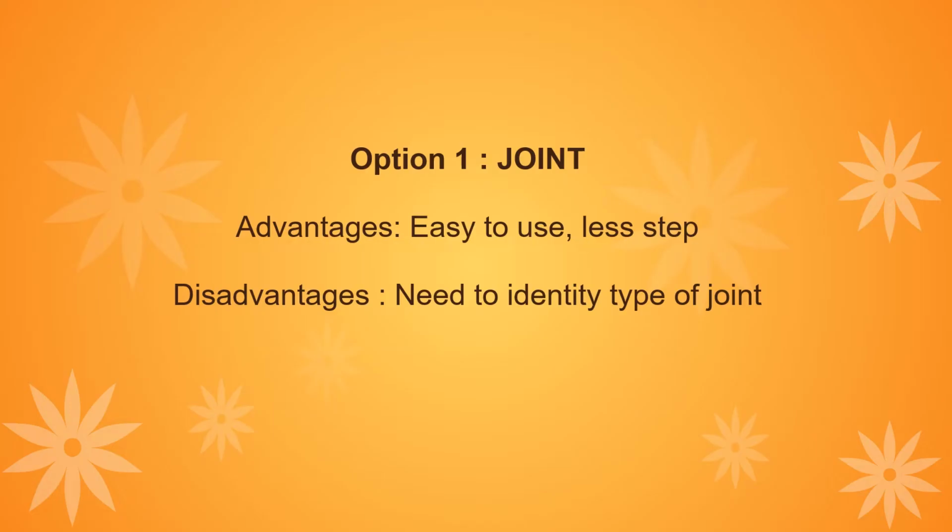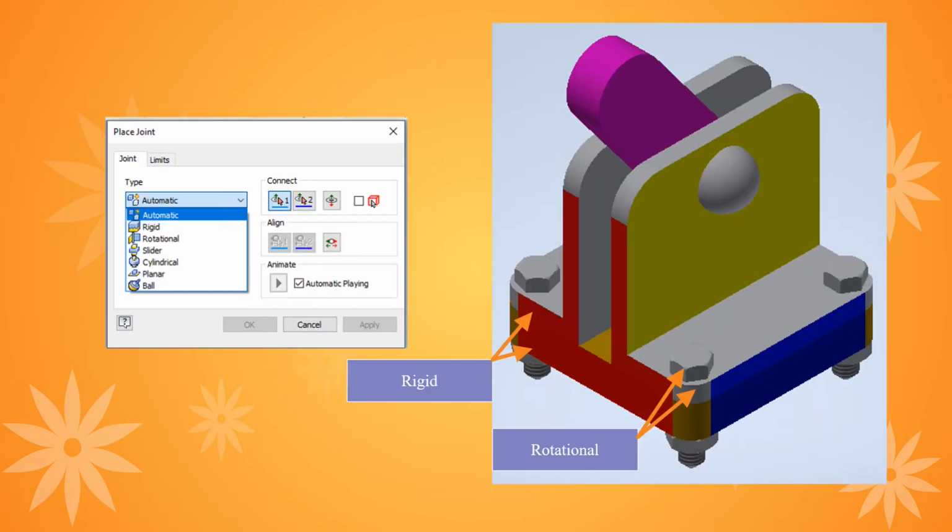Using joint is easier to set up, and fewer steps are involved in assembling the parts. However, users need to identify the types of joint correctly. For example, to assemble the screw, we use rotational.